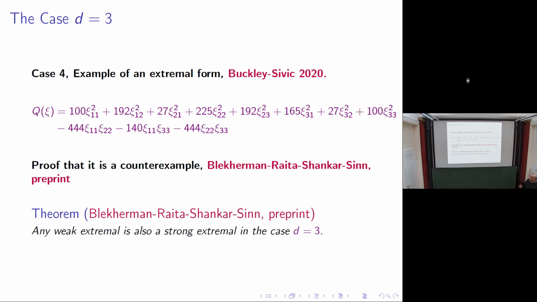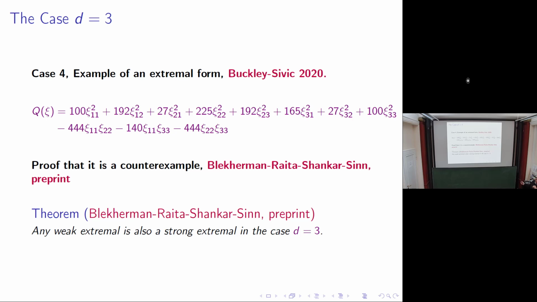Okay, what about case 4? Case 4 was when the determinant is not an extremal. We had a conjecture with Milton that then the form is not an extremal. Basically, this is necessary and sufficient, but Bleckerman, Raita, Shankar, and Zing proved recently that actually there exists a form, and this form was given by Buckley and Sivich.